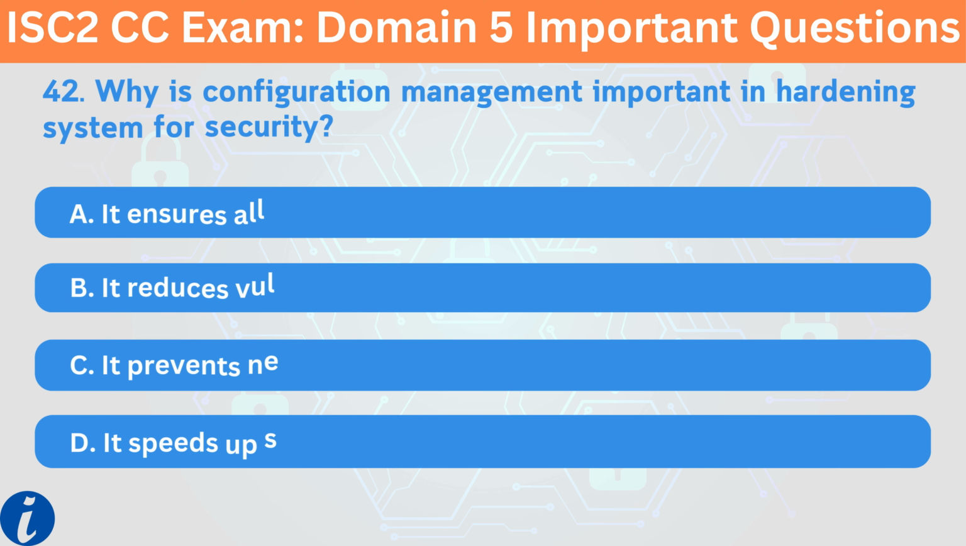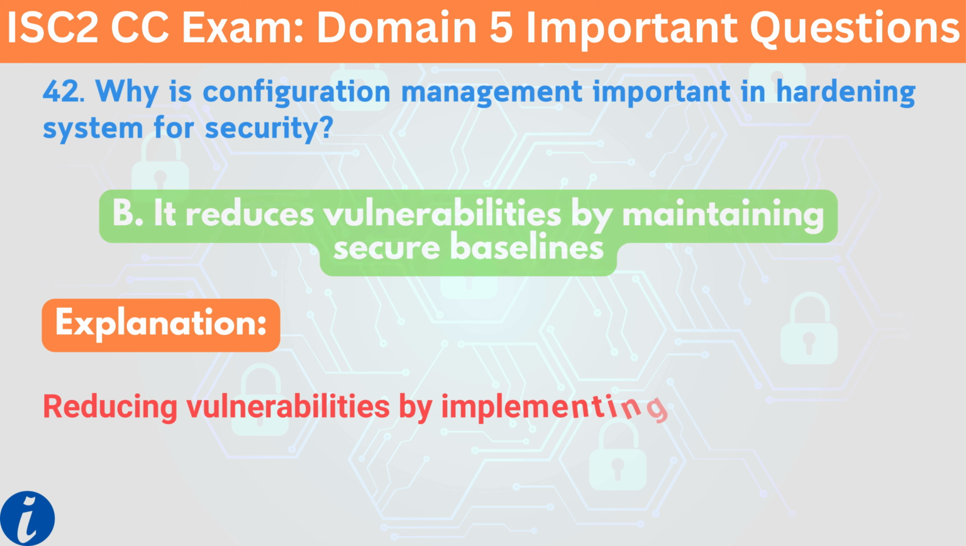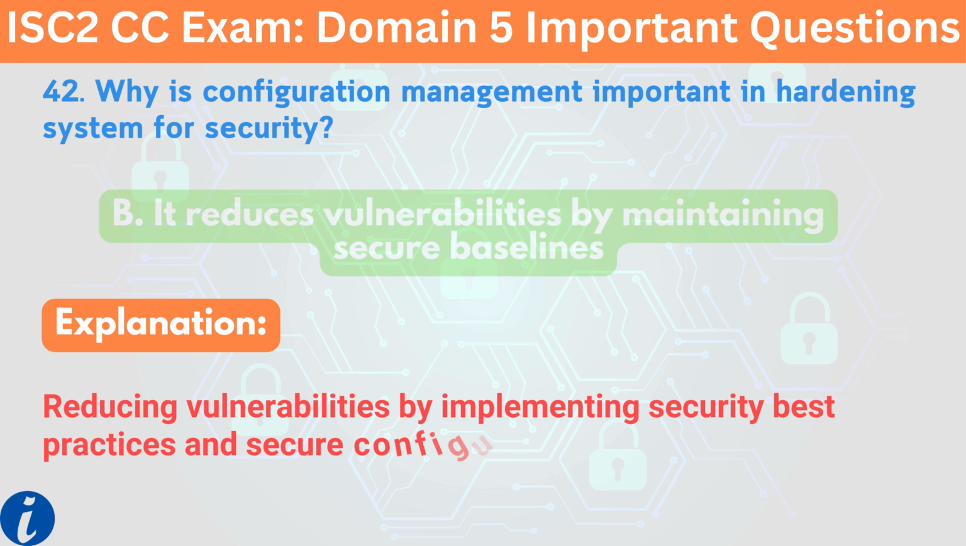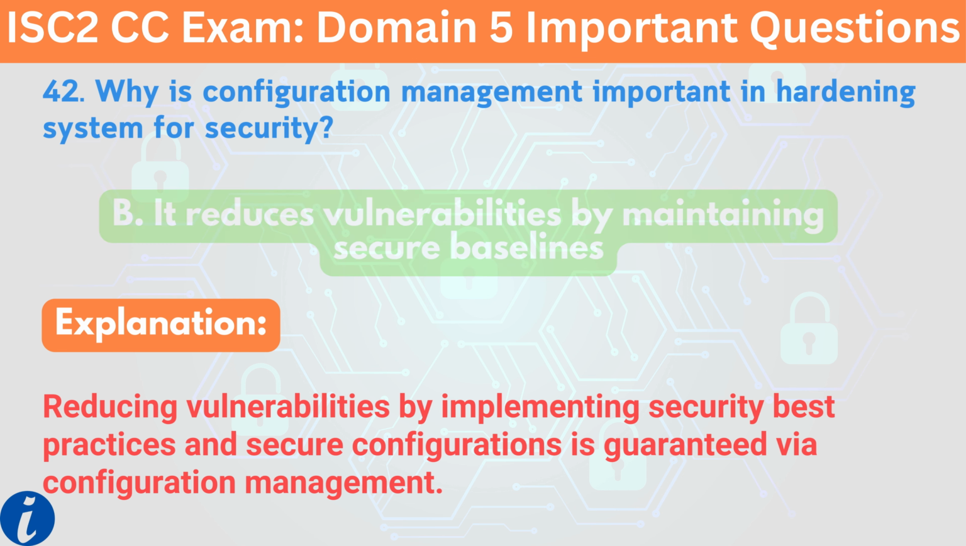42. Why is configuration management important in hardening system for security? A. It ensures all systems run the same software version. B. It reduces vulnerabilities by maintaining secure baselines. C. It prevents network congestion. D. It speeds up software updates. The correct answer is B. It reduces vulnerabilities by maintaining secure baselines. Explanation. Reducing vulnerabilities by implementing security best practices and secure configurations is guaranteed via configuration management.